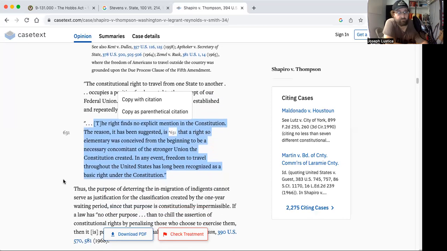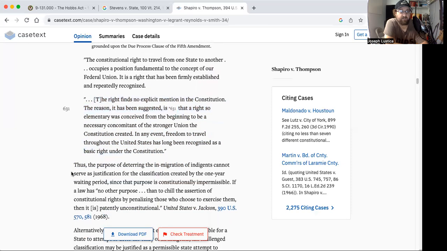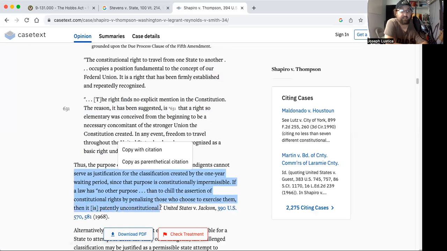Okay, so thus the purpose of deterring the immigration cannot serve as justification for the classification. Okay, for the 1 year wait. Since that purpose is constitutionally impermissible, if a law has no other purpose than to chill the assertion of constitutional rights by penalizing those who choose to exercise them, then it is patently unconstitutional.